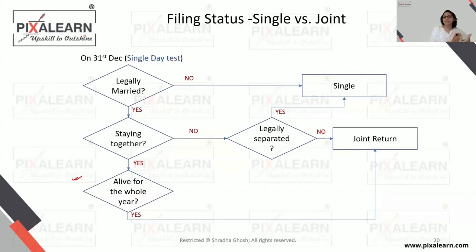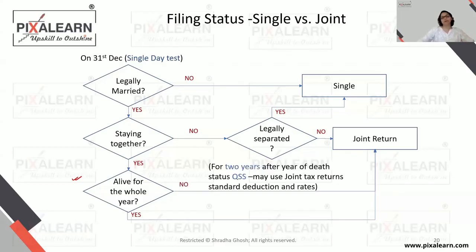So single is very simple. If you're married on the last day of the year, you file a married filing jointly return. If you're legally separated or if you're not married, you will file a single return. Even if one spouse dies, the remaining spouse in the year of death can take the married filing jointly return.